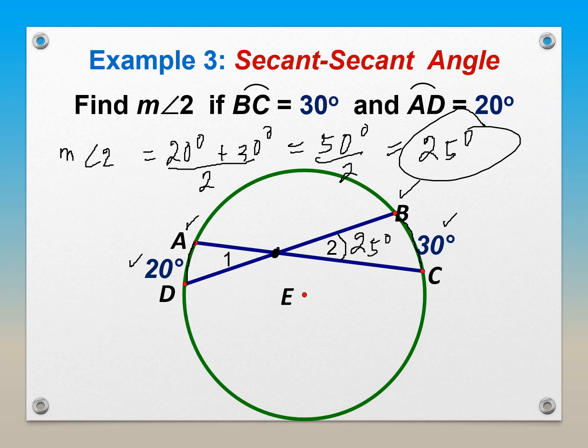If you are asked for the measure of angle 1 here, angle 1 is the opposite or vertical angle of angle 2, then the measure of this angle is also 25 degrees, because opposite angles or vertical angles have the same measurement.